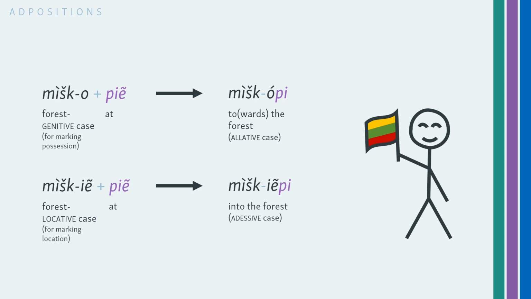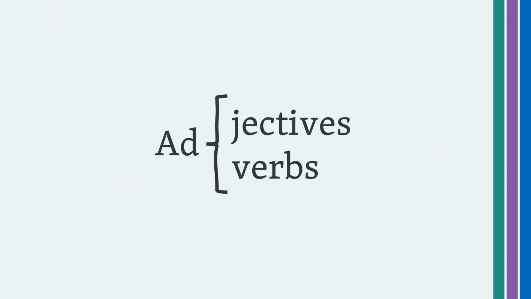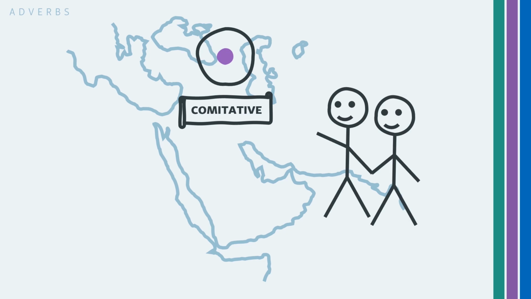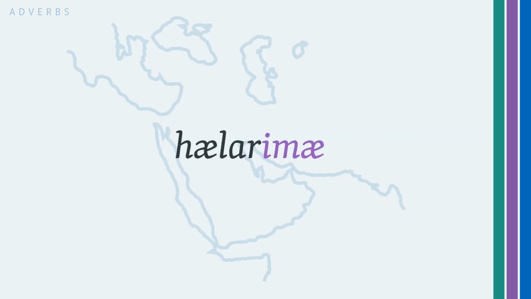So, adpositions are probably the most common way to get cases, but they're not the limit. Some languages create cases out of what were previously adjectives or adverbs. For instance, the Ossetic language, which is from the Caucasus region, has a commendative case that you use when denoting who accompanies you when you do something, sort of like the English preposition with, as in I visited Ossetia with a friend. So in Ossetic, you'd say chalarema to mean with a friend, or really friend with.